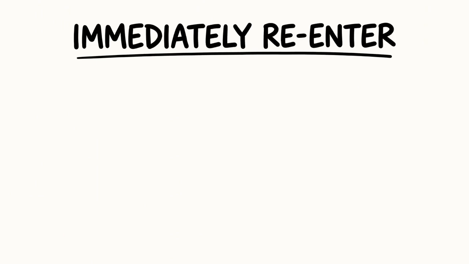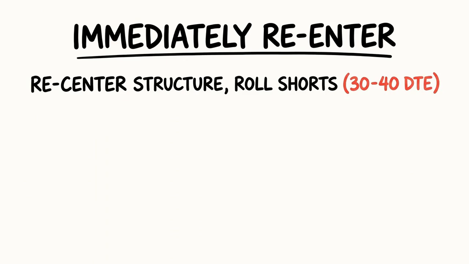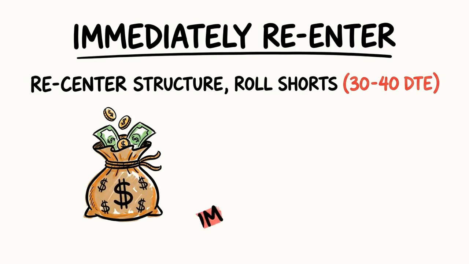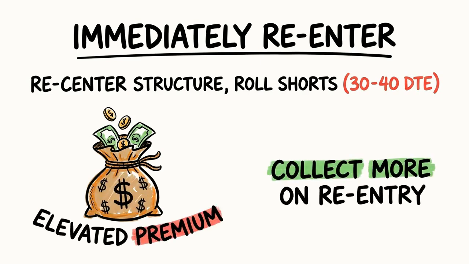Then immediately we re-enter. We recenter the entire structure, roll the short legs out to the next contract, 30 to 40 days to expiry, and now we are selling into juiced up, elevated premium. The IV that just burned us is now working for us. We collect far more on the re-entry than the position we closed.